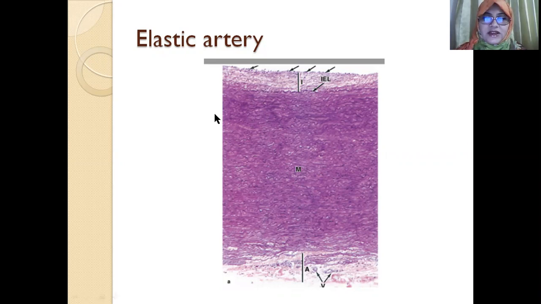This is the microscopical structure of elastic artery, where we can see this is a tunica intima layer. This is endothelial layer, and this is internal elastic lamina, which differentiates tunica intima from the tunica media. This thick layer is tunica media, which consists of smooth muscle cells and elastic fibers, and this is tunica adventitia.